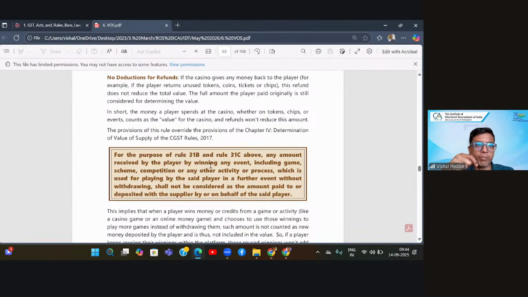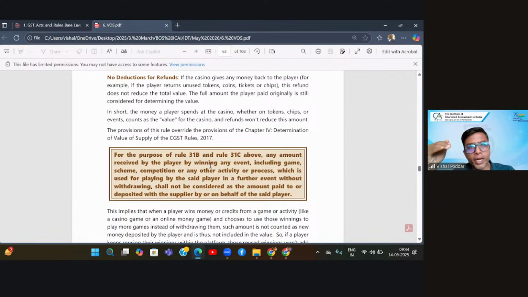Now, let us say I first put 100 rupees in my wallet for playing a game. Since this is a money game, let us say I win that game, so I receive 500 in the wallet. Now, I use this 500 to play further games. When I use this 500, there is no tax on this 500.